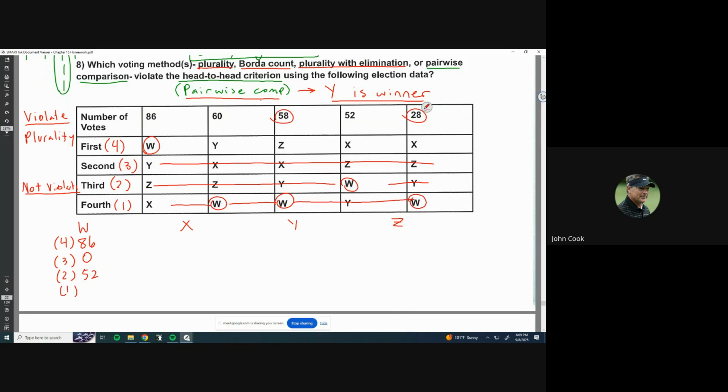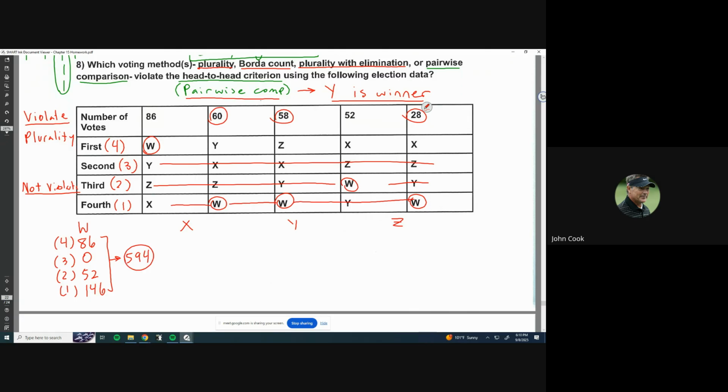So those three added together, I'll just use my calculator for that. 60 and 58 and 28, 146. Okay, so let's add all those points together on our calculator. 4 times 86 plus 3 times 0 plus 2 times 52 plus 1 times 146. And that's 594 points total for W.